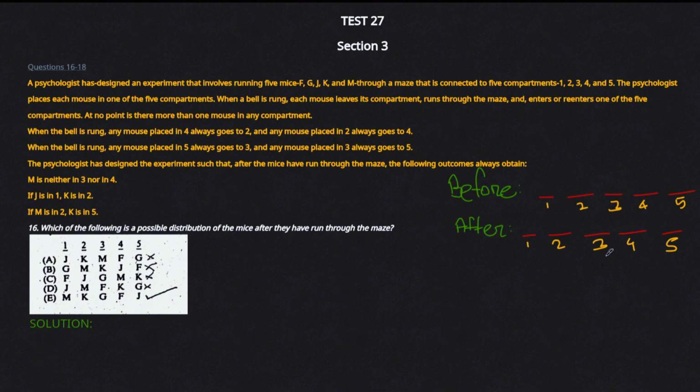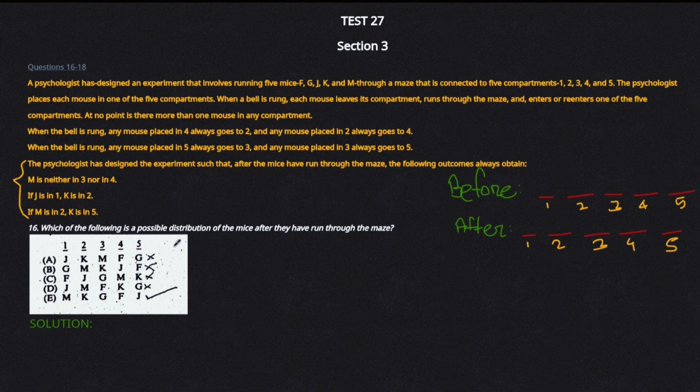We still haven't gone into the question portion, so I'm not really filling in the mice here. But apart from that, this is the scenario that we're working with at the moment. So let's just go into the questions. The question is, which of the following is a possible distribution of the mice after they have run through the maze? So we need to be working with these restrictions here because these are the after conditions. The run has been completed and now the mice have entered certain compartments.